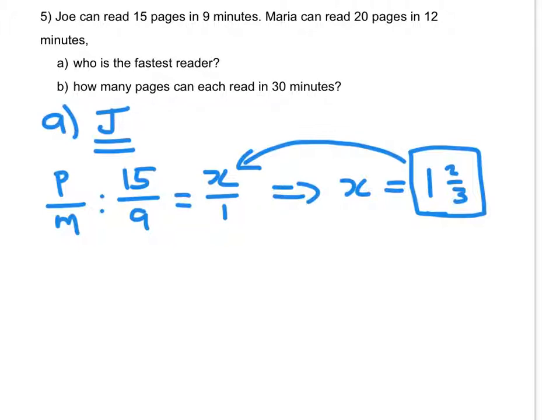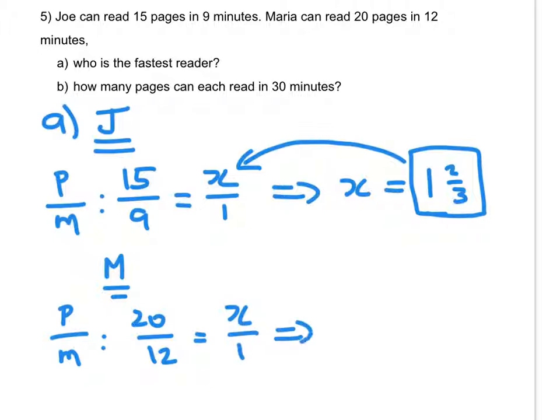And now I'm going to do Marie. So Marie can read, again, it's pages over minutes, 20 pages, 12 minutes. How many pages in 1 minute? Okay, so I'm going to solve that for you really quickly. 20 times 1 divided by 12. So 20 divided by 12 is 1 2/3. It's 1 2/3 as well.